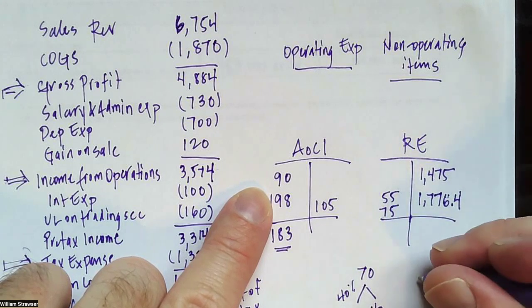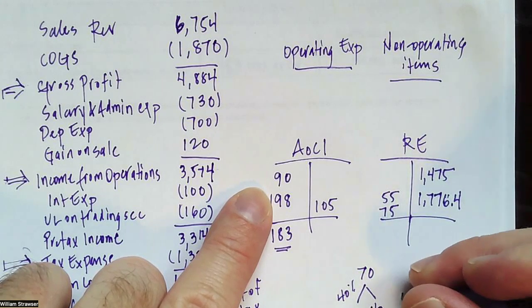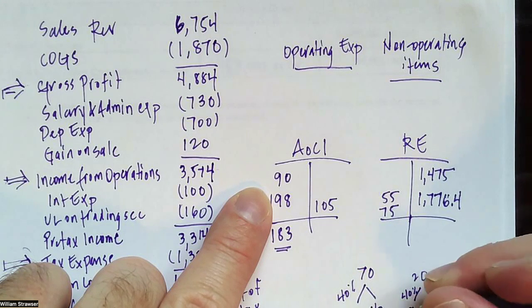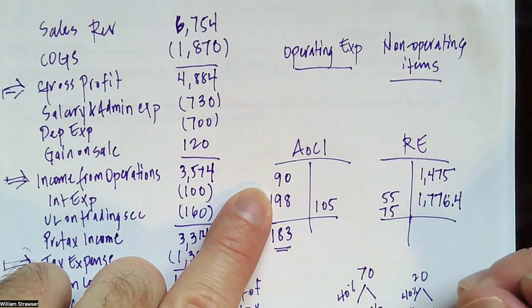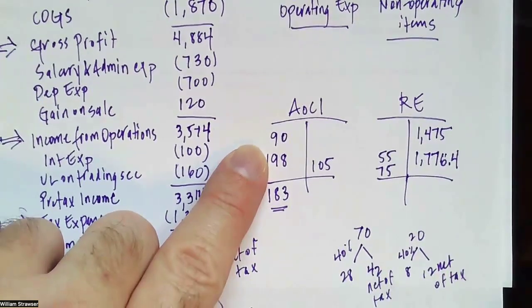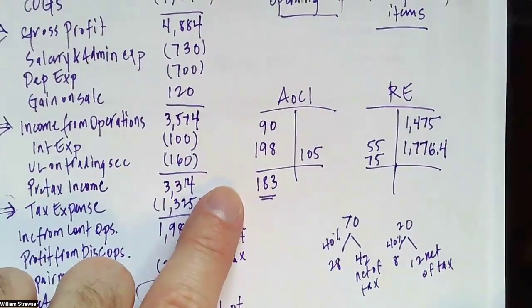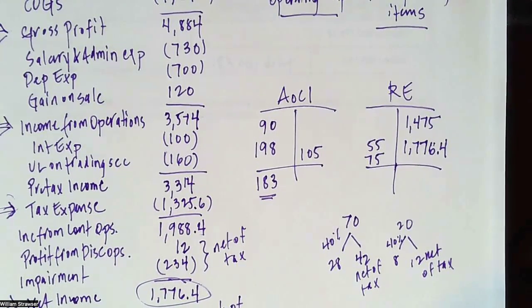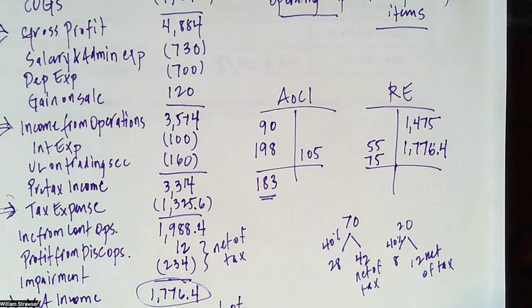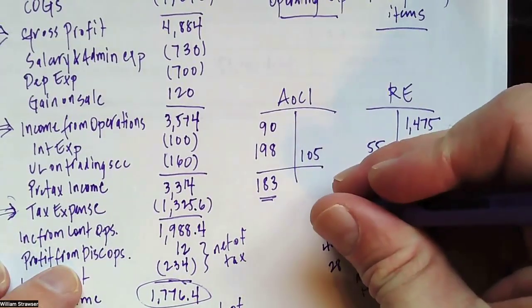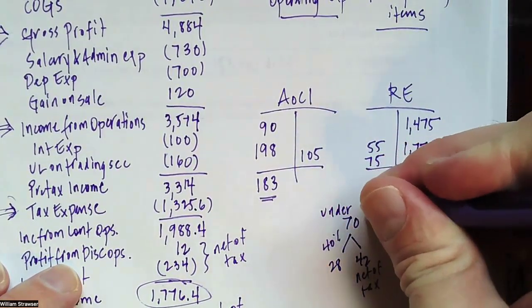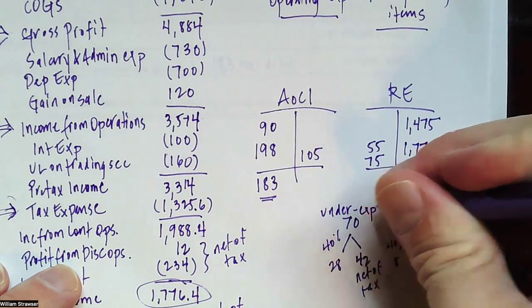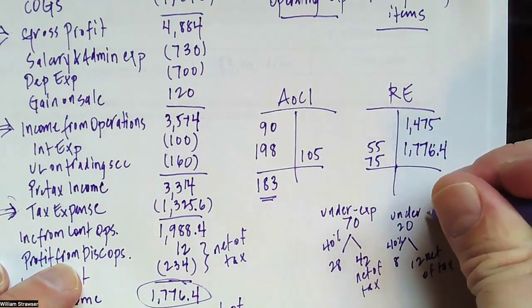And then the 20, of course, 40% of that is going to be 8. And so that leaves 12 as a net of tax amount. 42 net of tax and 12 net of tax. Now the question becomes, what do we need to do to retain earnings from these mistakes? So this was underreported expense, and this was an underreported revenue.